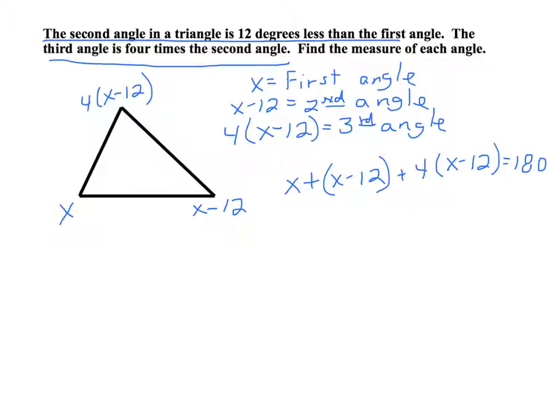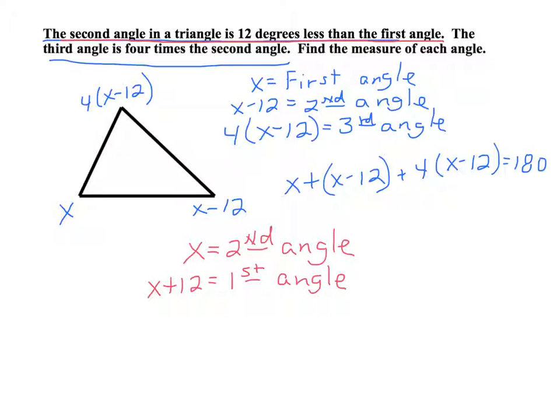However, some people might say when they are doing this problem that they want x to equal the second angle. If they wanted x to equal the second angle, and it says that the second angle is 12 degrees less than the first angle, that would mean that the first angle would have to be x plus 12, because the second angle has to be 12 degrees less. That would mean that the third angle, which it says is 4 times the second angle, would be 4x. So now I have a different equation.